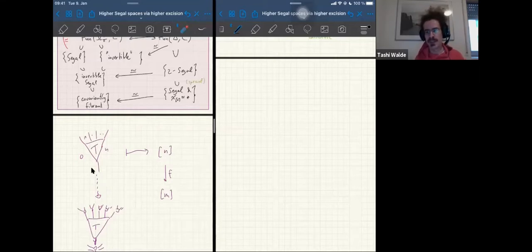In fact, this is something I would really like to know, like how to compute the 2-Segal approximation of something. I think this abstract result only gives you existence, but it's really inexplicit, so it's very hard to compute.